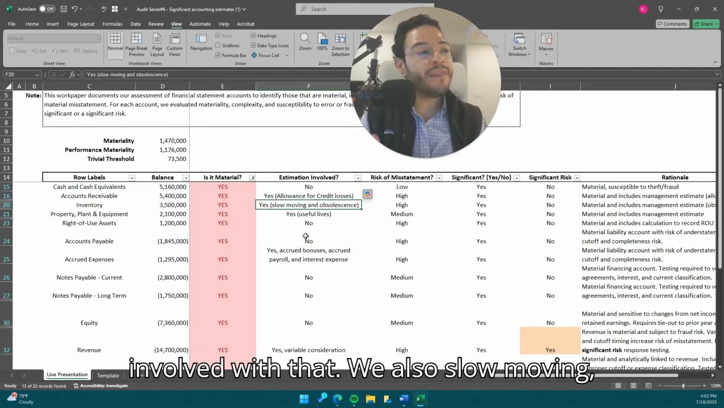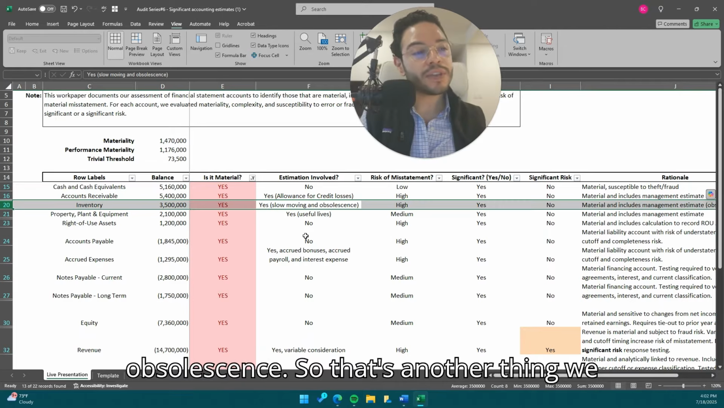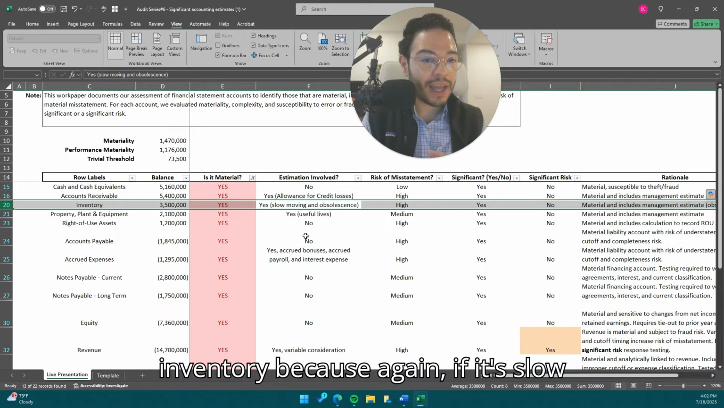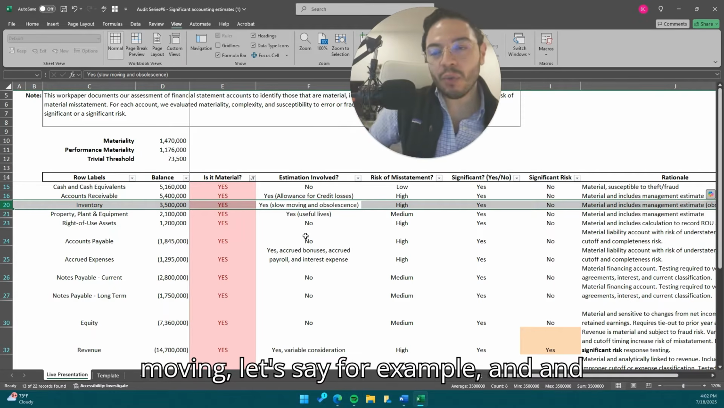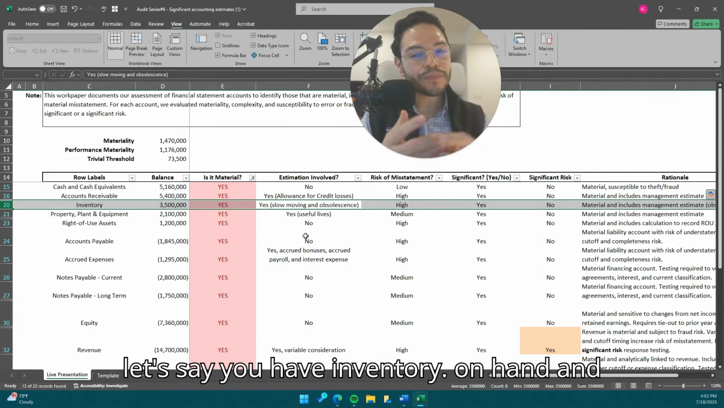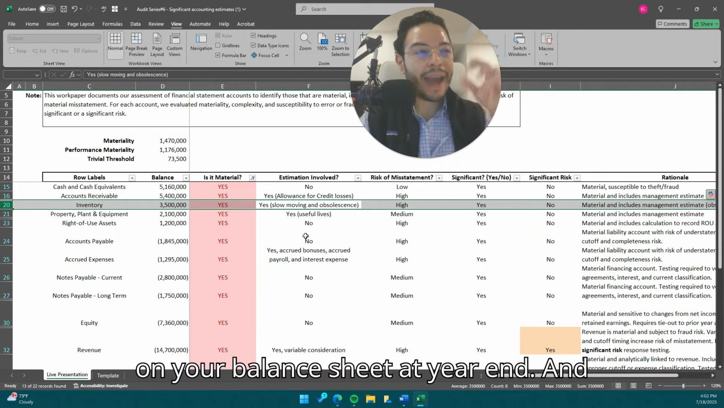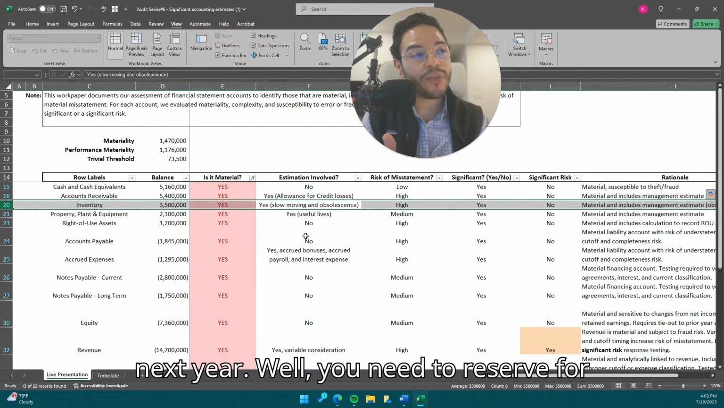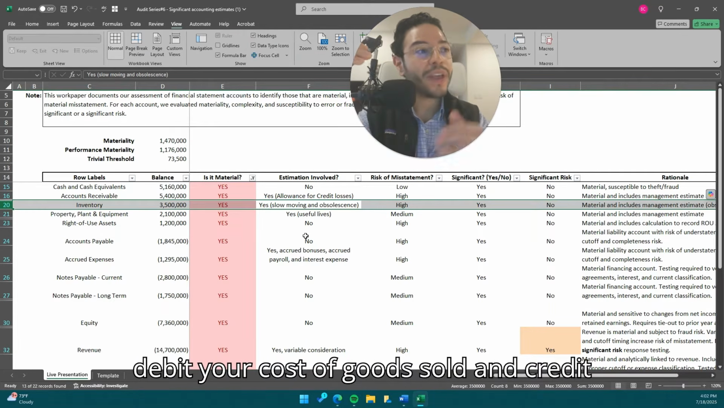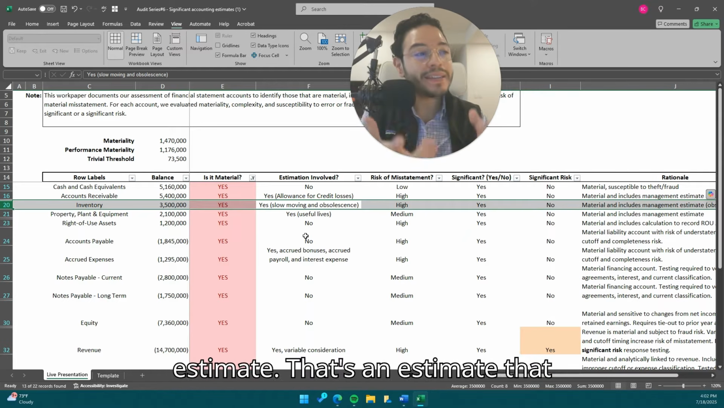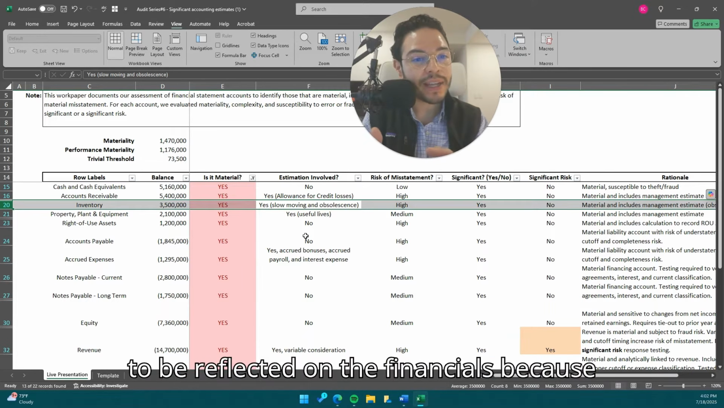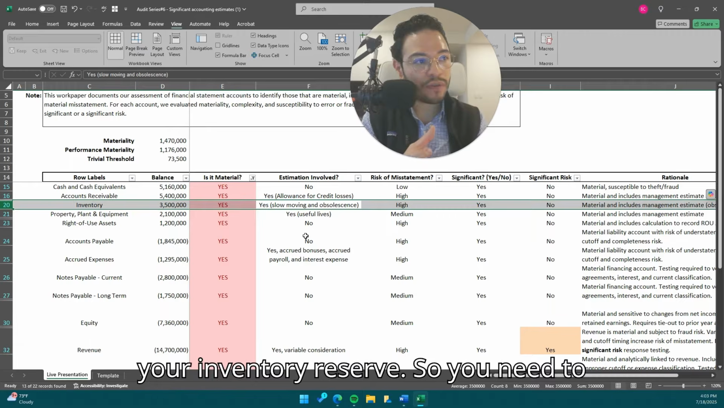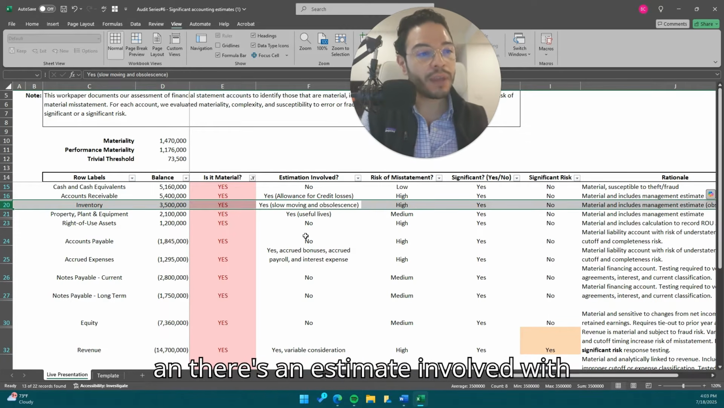Inventory also, there's slow moving inventory, there's obsolescence. So that's another thing we need to consider that is also an estimate. There's an estimate involved in inventory because, let's say for example, and the easiest way I can explain this is, you have inventory on hand on your balance sheet at year end, and there's a certain amount that maybe is projected to not be sold in the next year. Well, you need to reserve for that inventory. You essentially need to debit your cost of goods sold and credit your inventory reserve. Well, that's an estimate that management needs to make, and that needs to be reflected on the financials, because on the financial statements, your inventory is going to be reflected net of your inventory reserve. So you need to reserve for that, right? So yes, there's an estimate involved with inventory.